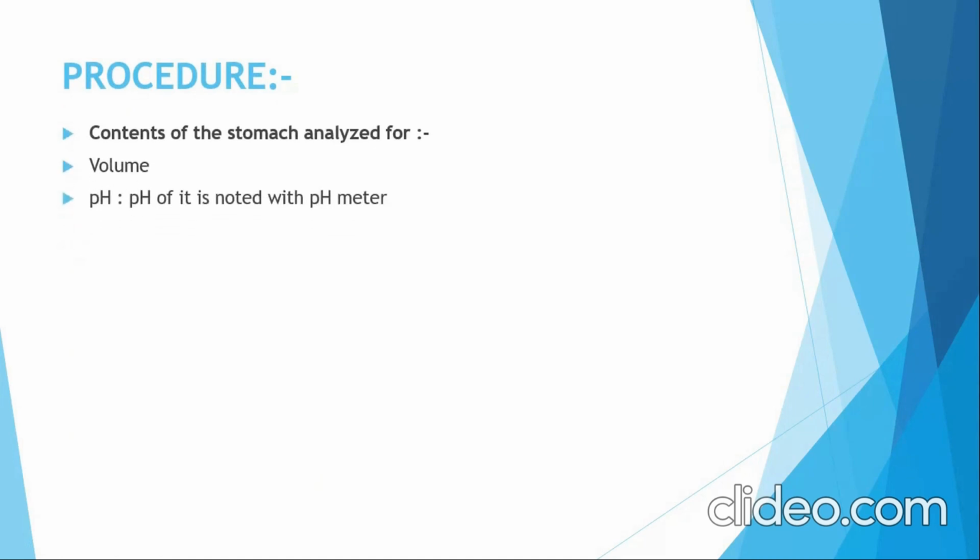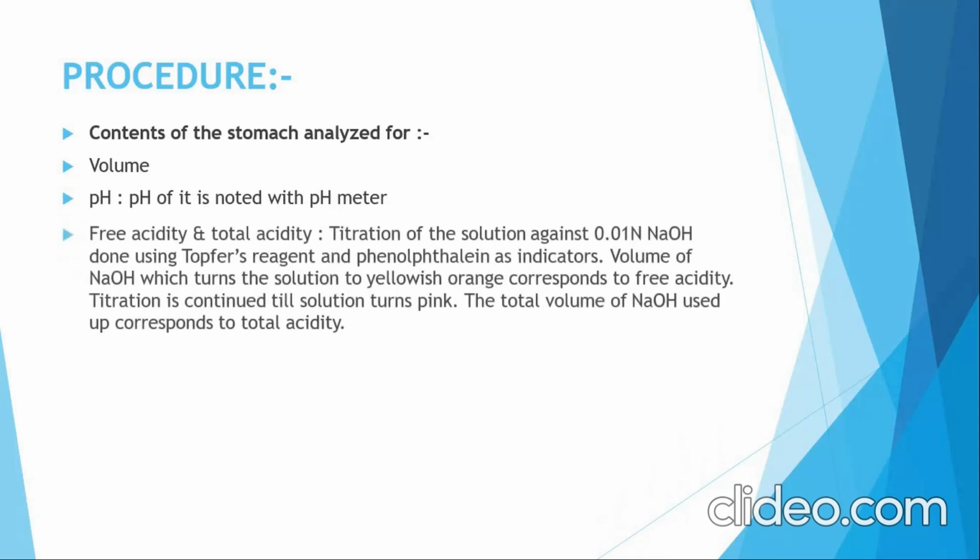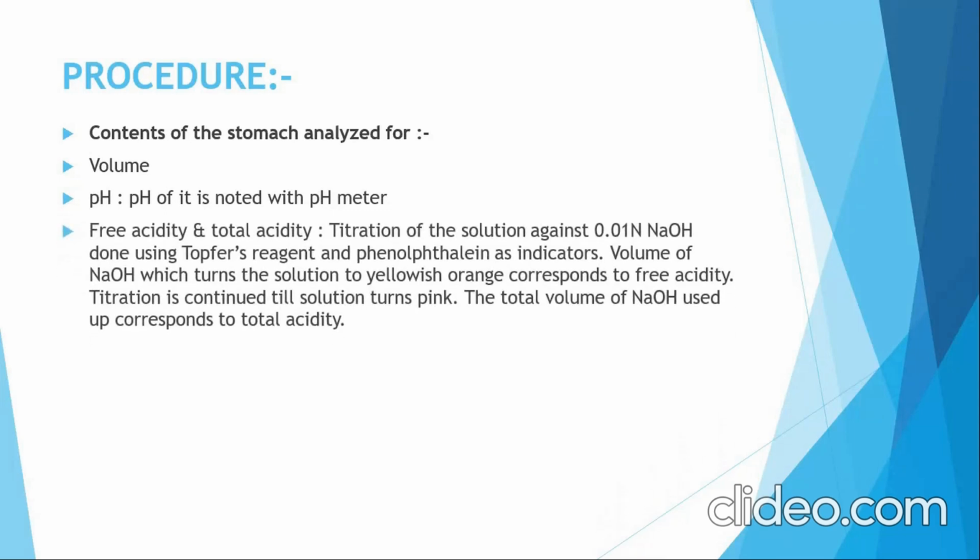The content of the stomach is analyzed for its volume and pH, noted by pH meters, and the free acidity and total acidity, which are found out by using titration. The titration of the solution needs to be done against 0.01 normal NaOH, using Topfer reagent, and phenolphthalein is used as an indicator.